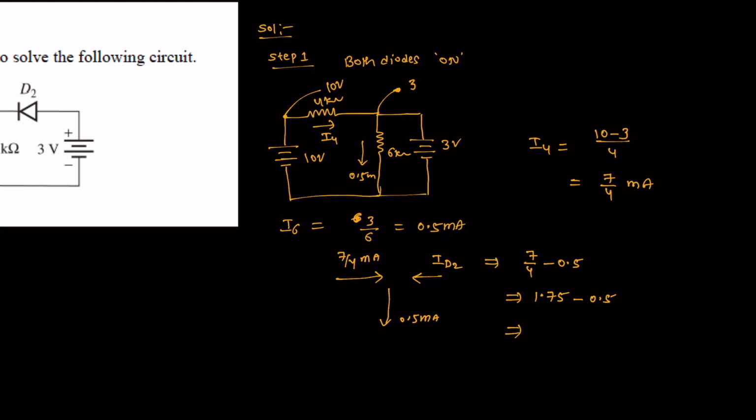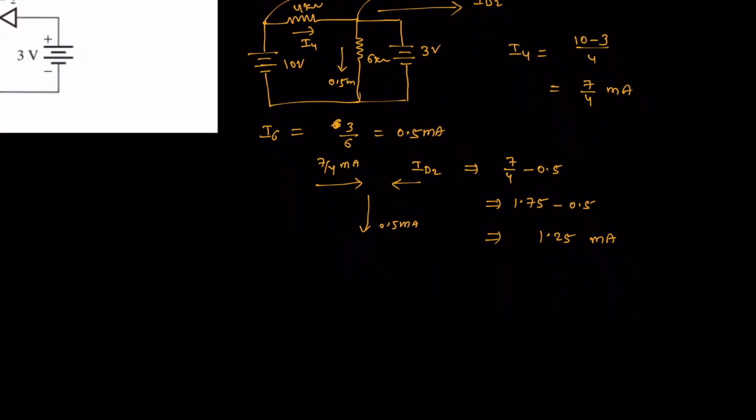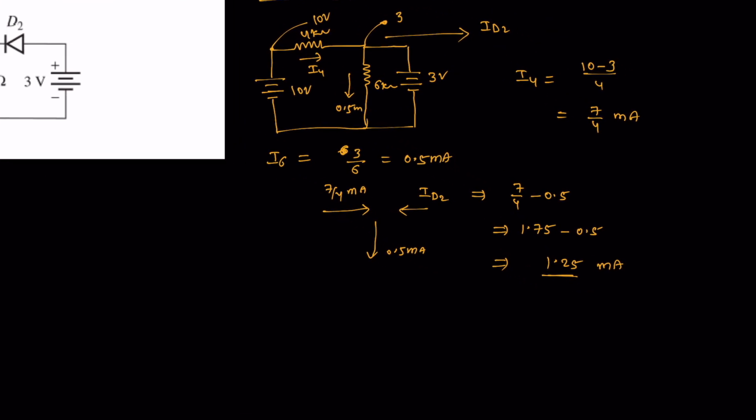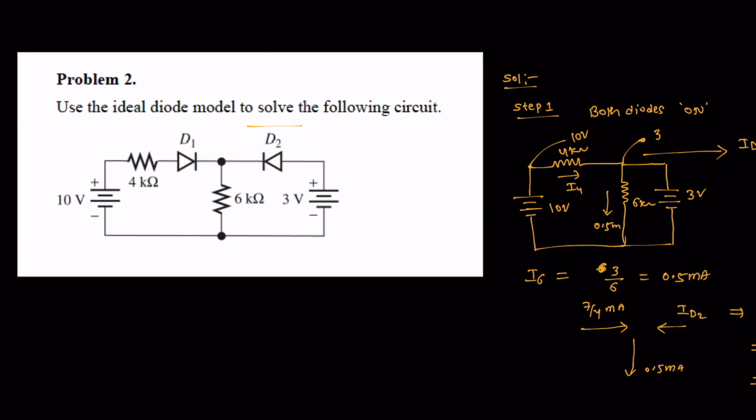Minus 0.5, if you calculate, you will get 1.25 milliamperes of current that must go in this direction. This is ID2 in this case, because 1.75 milliamperes is flowing through the 4 kilo ohm resistor, and 0.5 milliamperes of current is flowing through the 6 kilo ohm resistor. That results in ID2 being 1.25 milliamperes in the shown direction, that is in this direction.